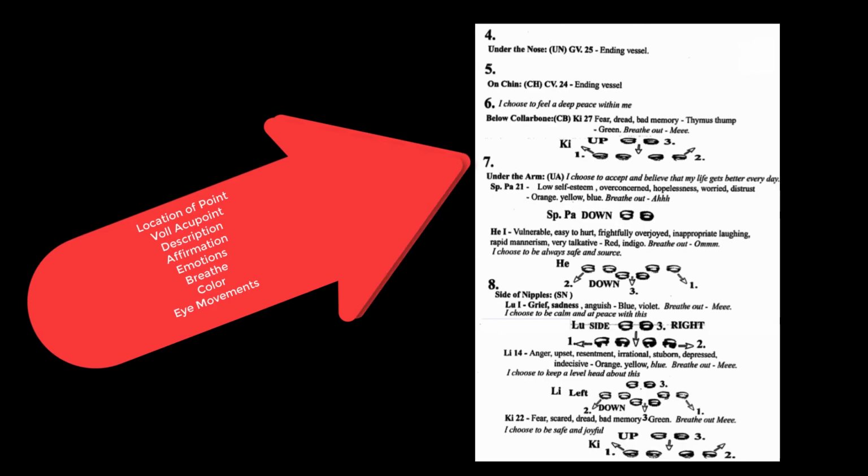I'm showing the acupuncture tapping points and their location, the Bose acupuncture point, the description, the affirmation, emotions, breath, color, and eye movements. These acupuncture points are for position number 1, 2 at the side of the eye, 3 under the eye, and then we're going to show you points 4 to 8. Again, we're going to show you the location of the point, the Bose point, the description, the affirmation, the emotions, the breath, the color, and eye movements of points 4 to 8.